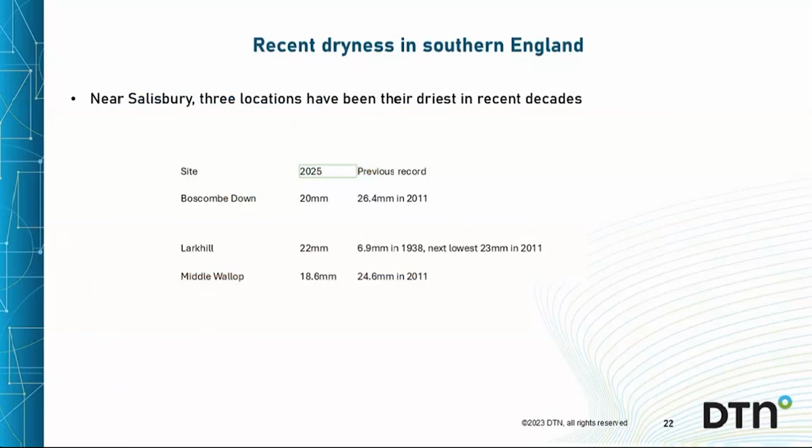Just for what it's worth, a quick glance at recent dryness in southern England. This is specifically near the Salisbury area, where the spring has in a few spots been the driest so far in recent decades for March and April so far.